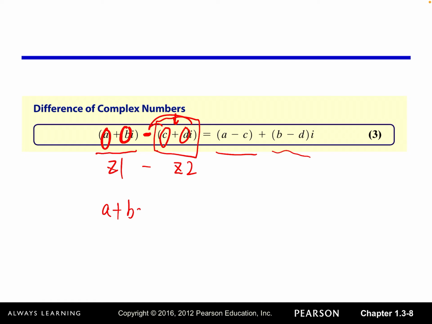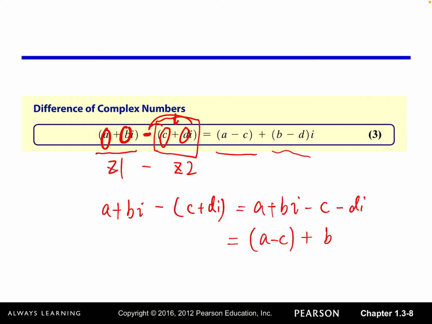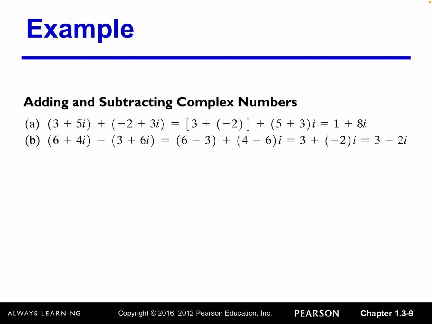Okay, so if I write it out, A plus BI minus (C plus DI), that's eliminated parentheses, that's the same as A plus BI minus C minus DI, right? That's why we got the real part is A minus C, and the imaginary part is B minus D, followed by the I. Okay, that's where this is coming from. It's B minus D, not a plus. Okay, the sign, be careful. All right, now let's look at some example.